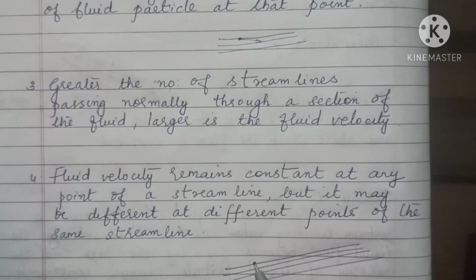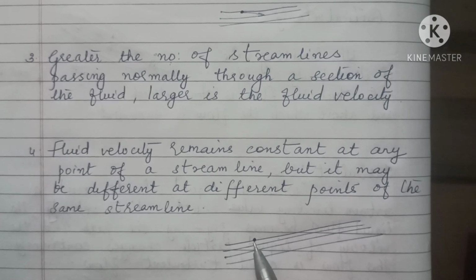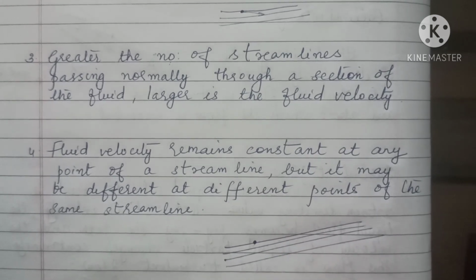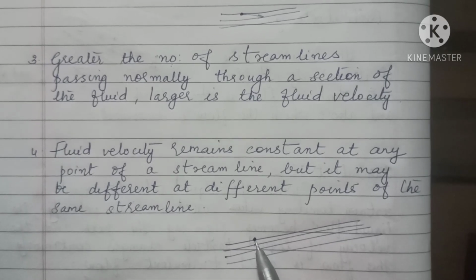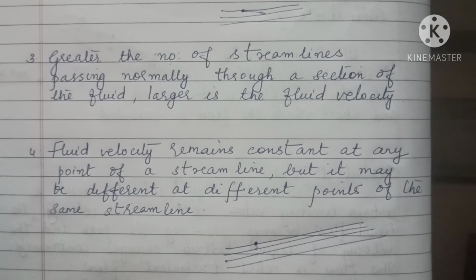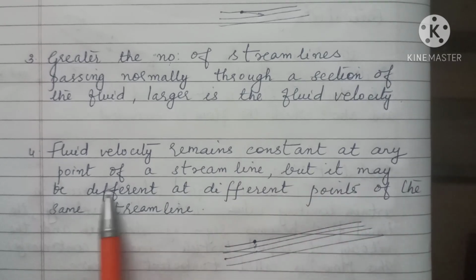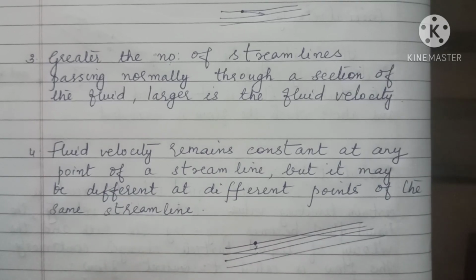So at this point, for example, if we are considering a single point, the fluid velocity will remain constant at this point. That is, every particle that crosses this point will have the same velocity. Understand? So at this point, each and every particle passing through will have the same velocity. After this point, it may change or may not change. That is why the fluid velocity remains constant at any point of a streamline, but it may be different at different points of the same streamline.